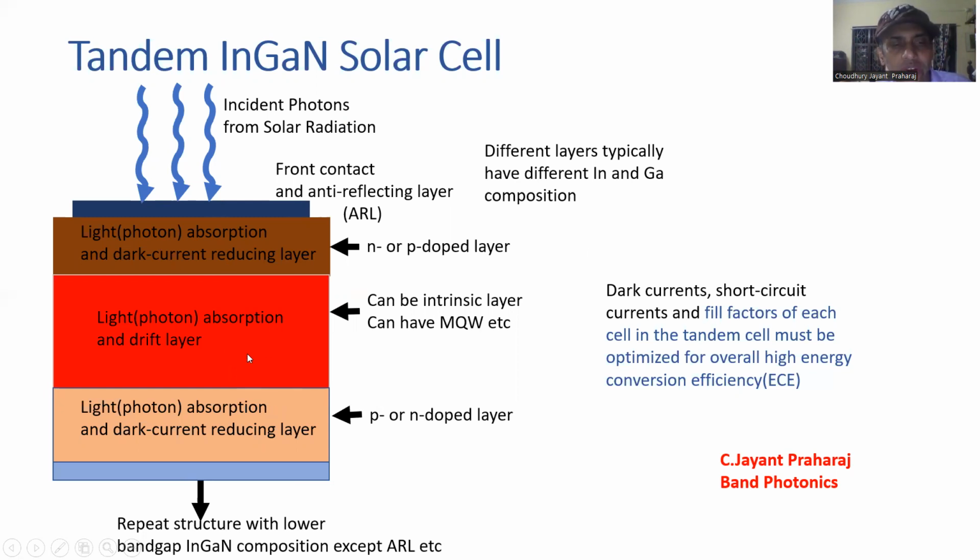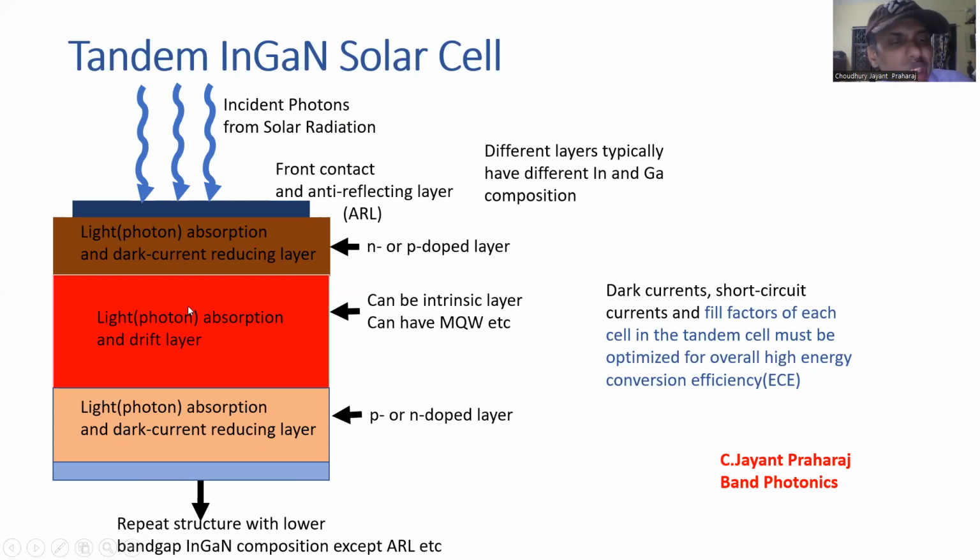So we can have 3 or 4 subcells which focus on absorbing different parts of the solar radiation spectrum. So the dark currents, the short circuit currents, and the fill factors of each cell in the tandem cell must be optimized for overall high energy conversion efficiency, in these materials.